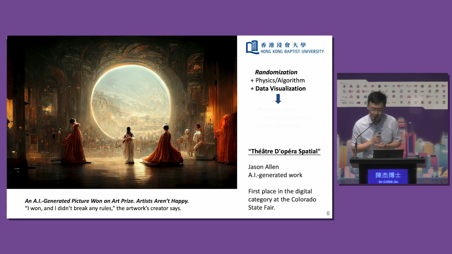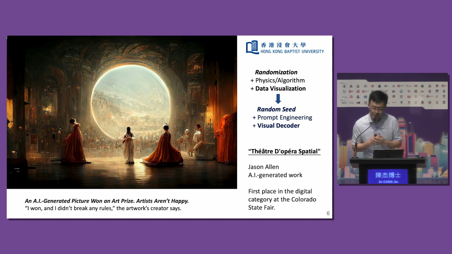What are the differences? Randomization is reflected in how we use random seeds as input to AI models, right? And instead of relying on physics and algorithms, here the artists use prompt engineering. They test and use different text, right, to encourage the AI to generate an image as wonderful as this one.